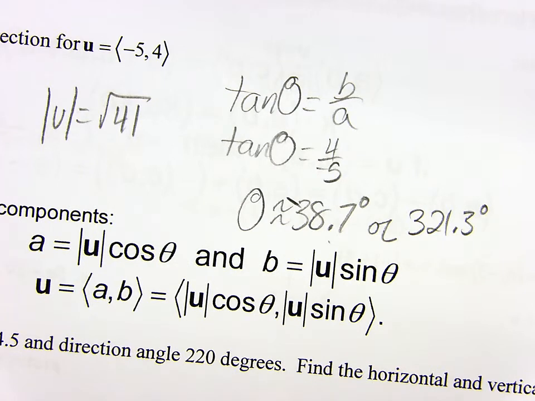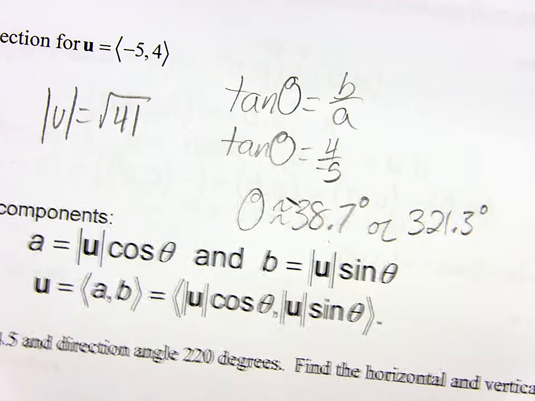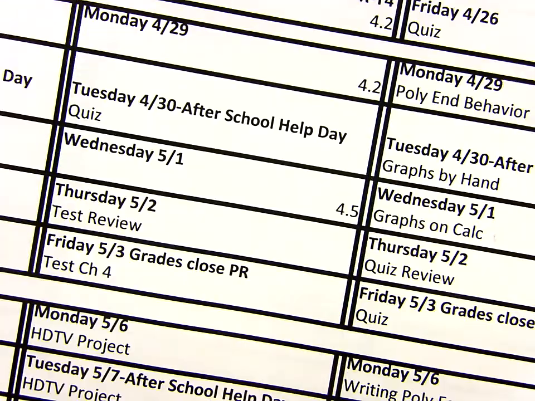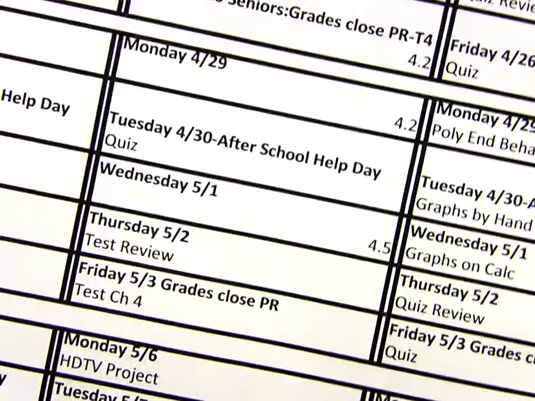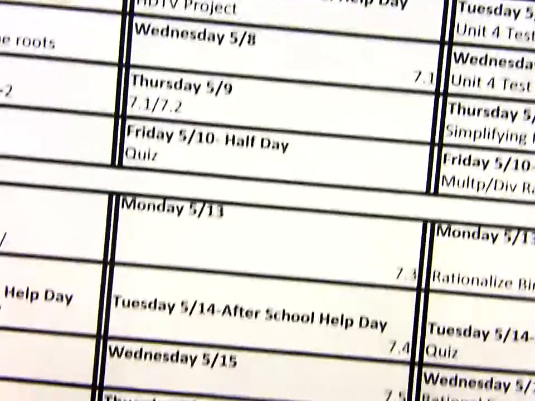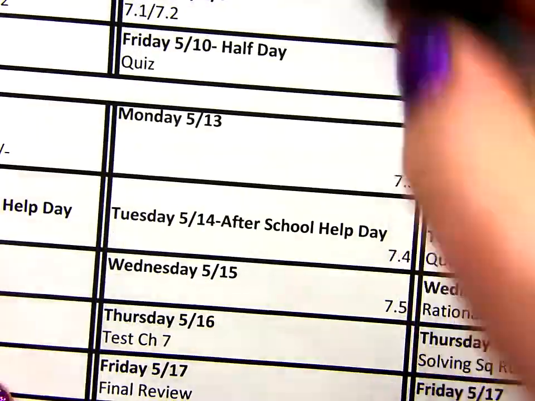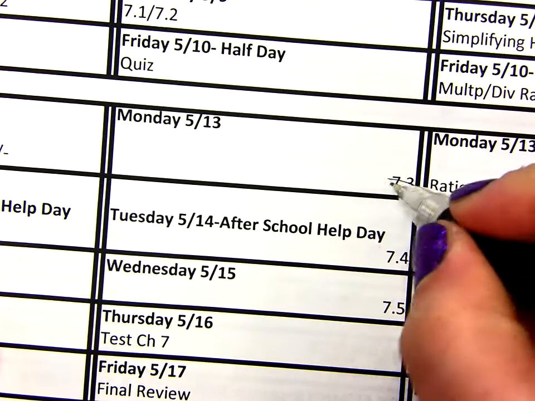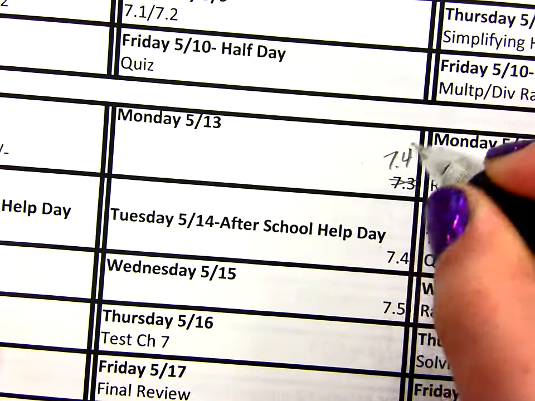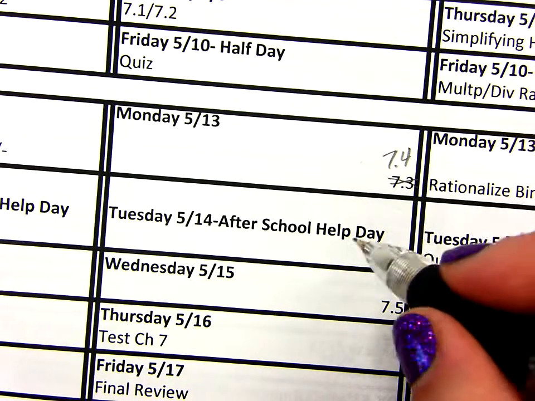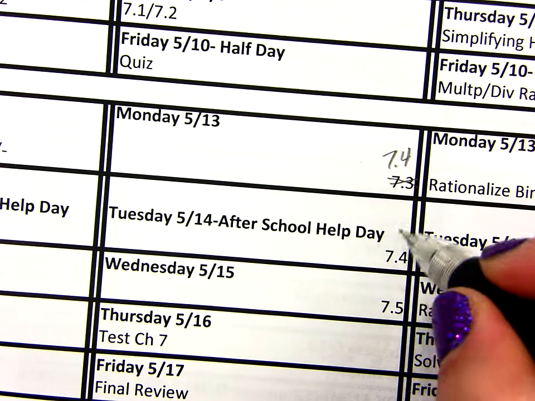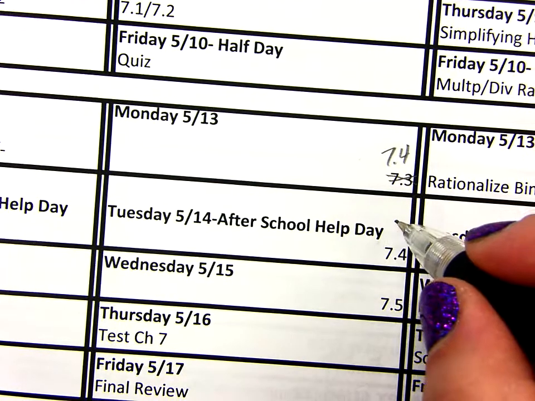Well, we have to get through 7.4 and 7.5. And so, the test for this chapter? Yes. So let's look at our schedule real quick. Where are we? Right here. We already did 7.3, and right now we're doing 7.4. Oh, wow. So hopefully we'll be able to finish 7.4 and kind of do 7.5.